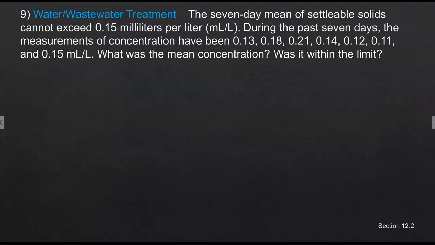All right, number 9. The 7-day mean of settleable solids cannot exceed 0.15 milliliters per liter. During the past 7 days, the measurements of concentration have been all these numbers. What was the mean concentration? Was it within the limit? Okay, so it can't go over 0.15 milliliters. And we're going to just find the mean.